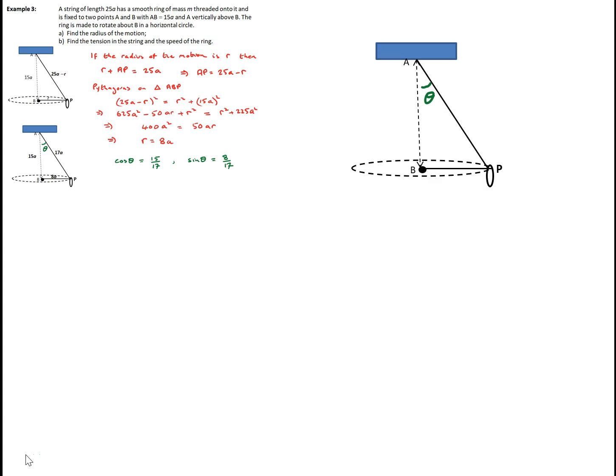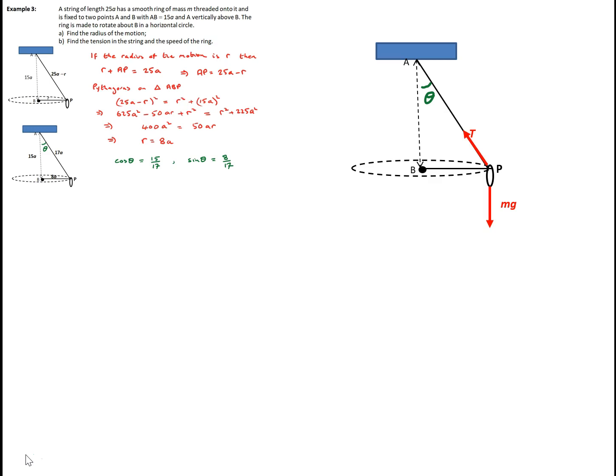Now to find the tension in the string and the speed of the ring, we're going to need a nice clear force diagram which shows the acceleration of P as well. And we're going to need to use Newton's second law again, both vertically and towards the centre of the circle. So to add the forces, first of all, we've got the weight of the ring, so that's mg vertically downwards. We've then got the tension in the string AP acting on the ring, and we've also got the tension in the string BP acting on the ring.